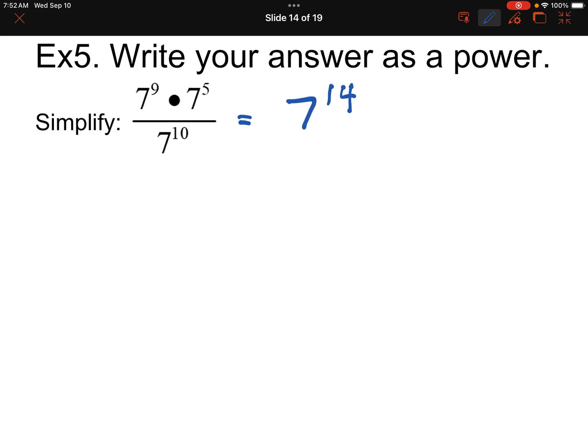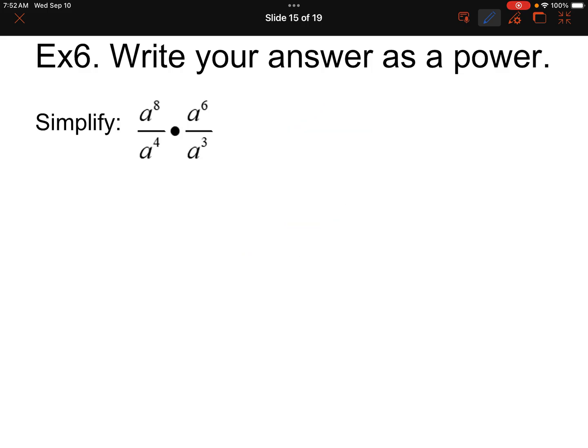I hope you got 7 to the 14th over 7 to the 10th. 7 to the 14th over 7 to the 10th would be 7 to the 4th power. When you get to this one, there's lots of ways to approach this. You could do the division first of each of these, which would give me a to the 4th. Don't divide those numbers. You want to subtract those numbers. Times a to the 3rd, which would give me a to the 7th.